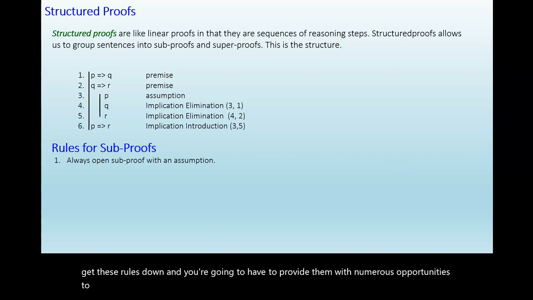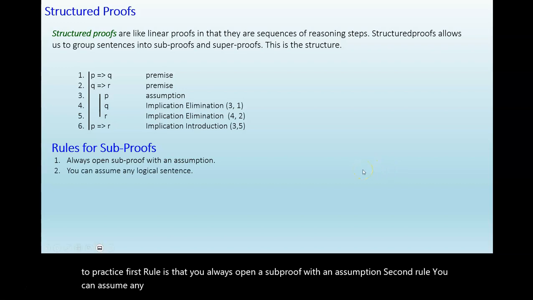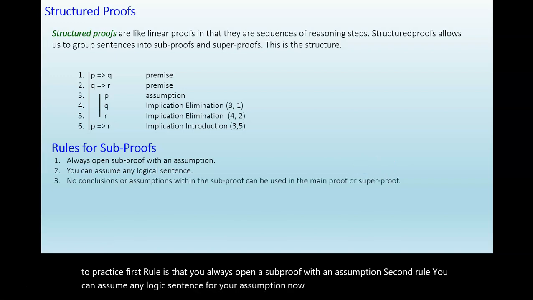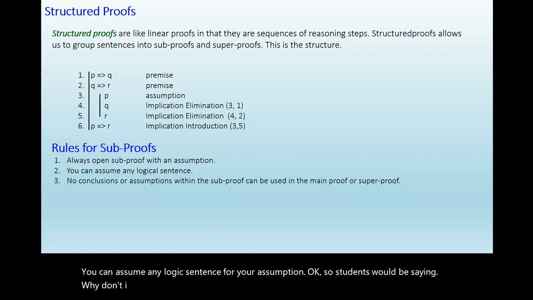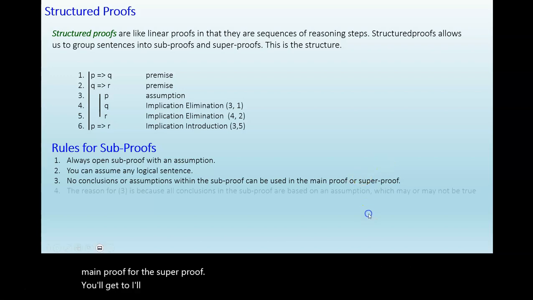First rule is that you always open a subproof with an assumption. Second rule, you can assume any logic sentence for your assumption. Now, students would be saying, oh, well, why don't I just assume the thing I'm trying to prove, and then I'm done? But the third rule is no conclusions or assumptions within the subproof can be used in the main proof or the superproof. I'll get to that with more clarity in a moment.